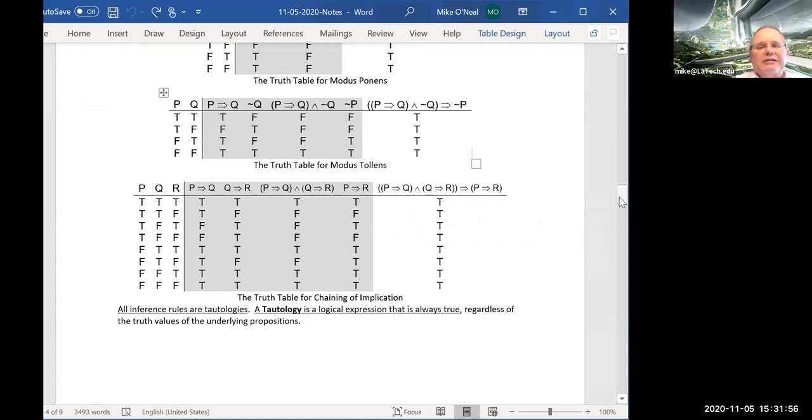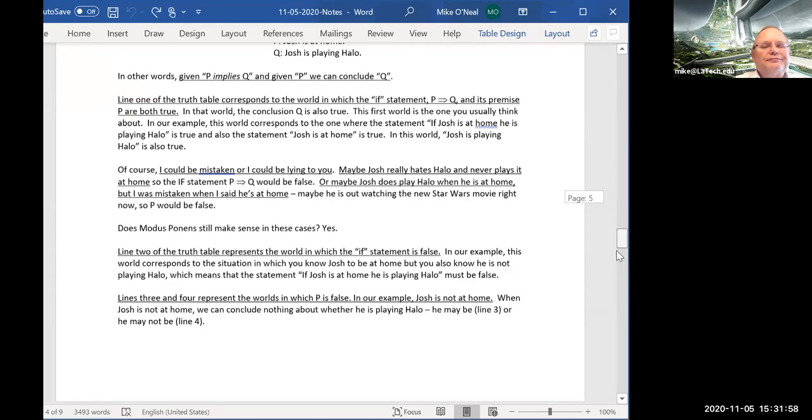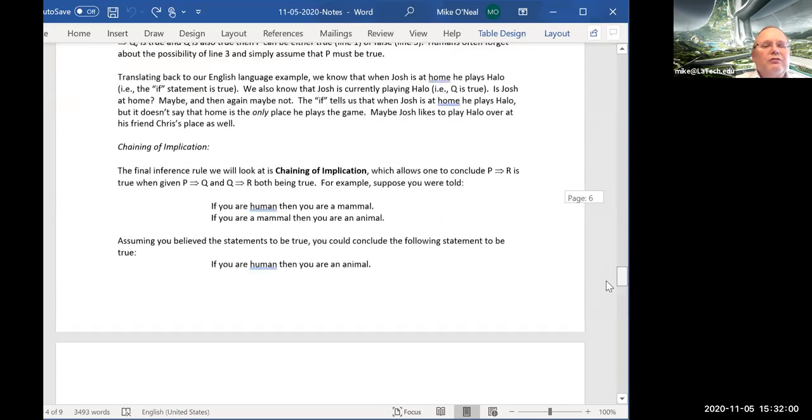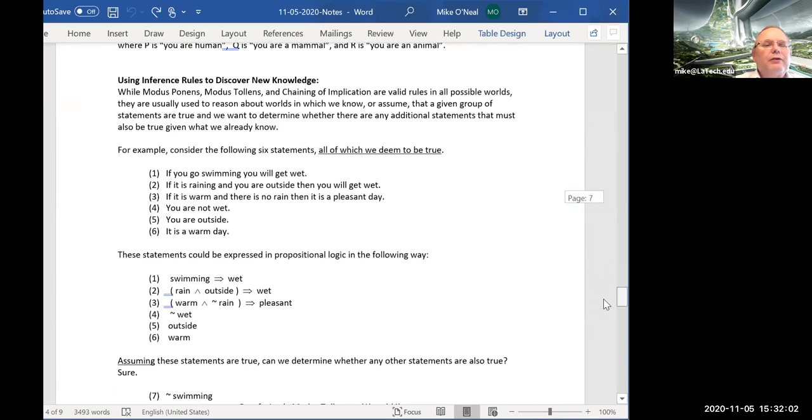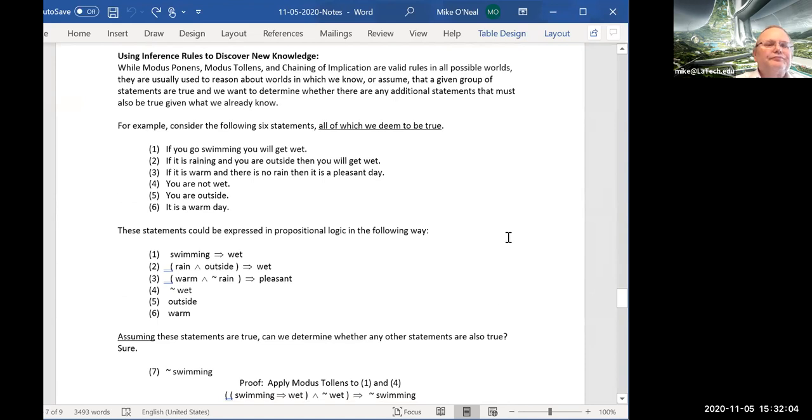So now that we've explained these inference rules, I went through all these notes already. We're down to here. I'm now going to change what we're doing, and we're only going to be talking about the worlds in which the statements that I give you are true. So no longer are we going to be talking about all worlds.